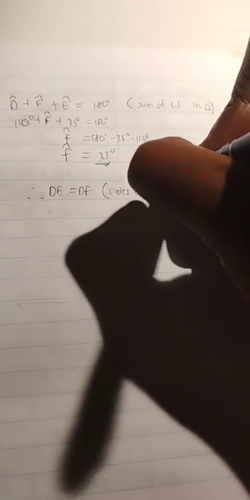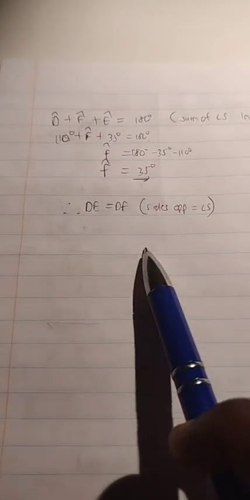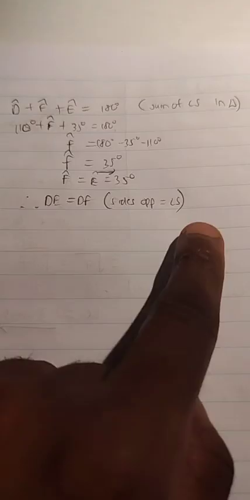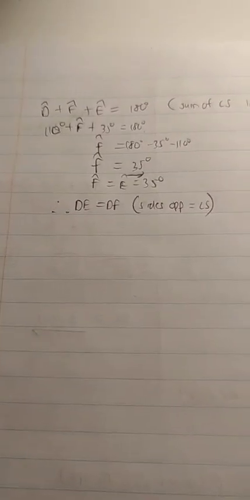Sides opposite equal angles. That would be the basis for which we say DE is equal to DF. We found angle F being equal to angle E, which is they are both equal to 35 degrees. So then we conclude that side DE is equal to DF. The reason is sides opposite equal angles. You wrap it up with that concluding statement, with that reason, on the basis of the angles being equal: sides opposite equal angles.